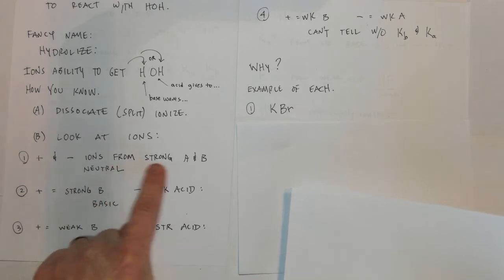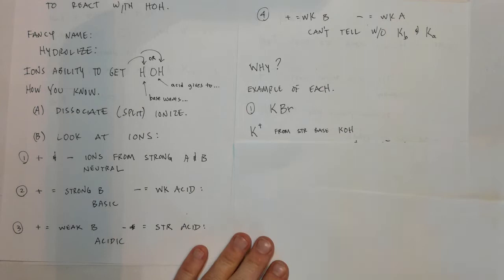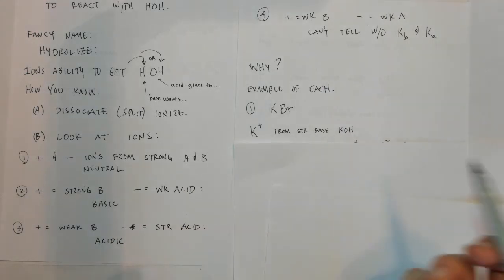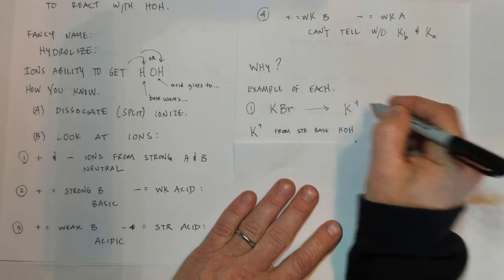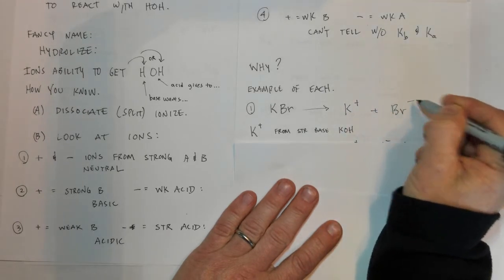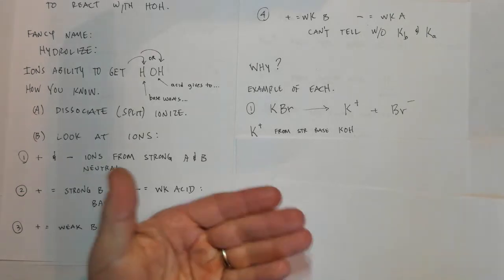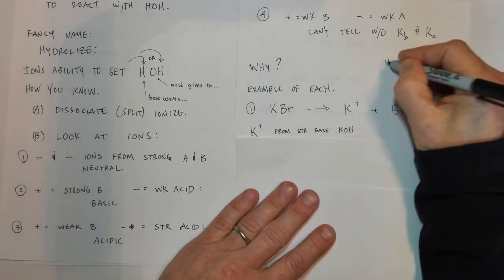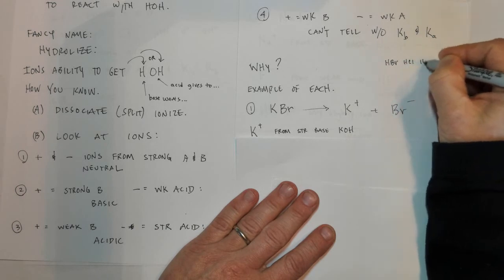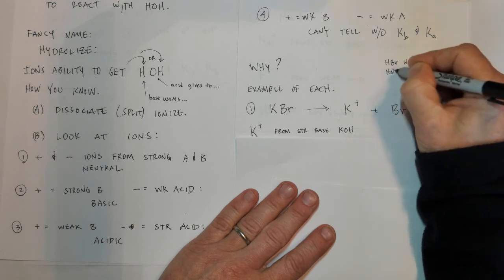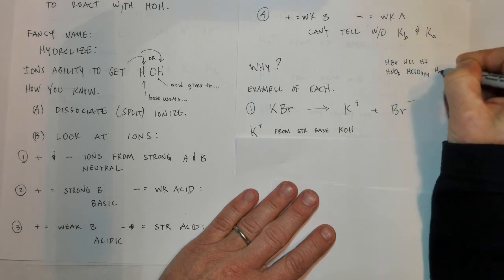KBr, ions from a strong acid and a strong base. So K plus came from a strong, well, step number 1, dissociate it. So KBr, of course, forms K plus and Br minus. And right now is maybe a good time to review which ones are the strong acids and which ones are the strong bases. And I always assume you know HBr, HCl, HI, HNO3, HClO4, and then H2SO4.